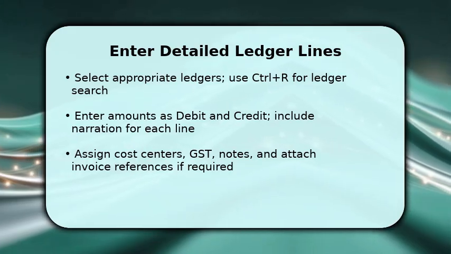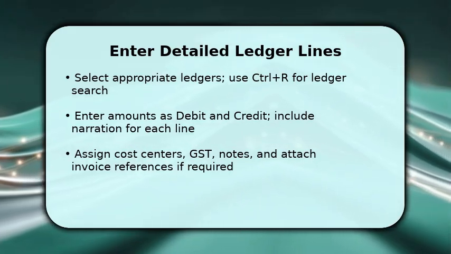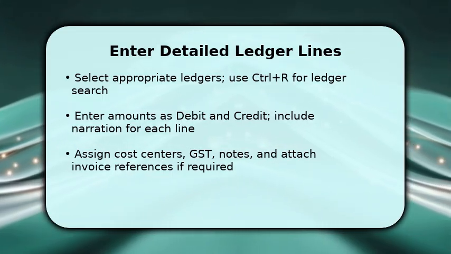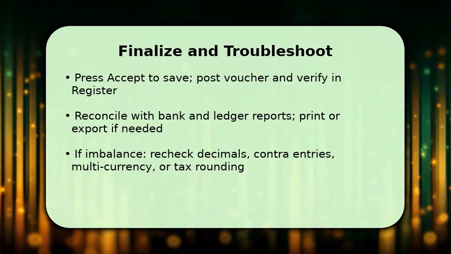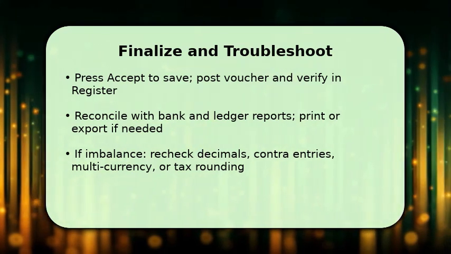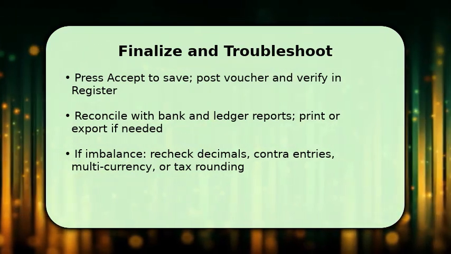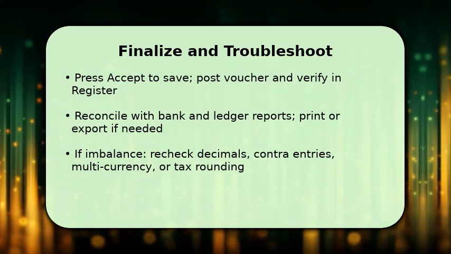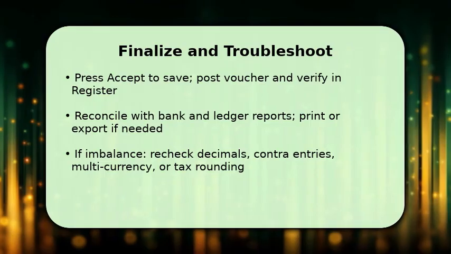Once all lines are in, check totals visually so the voucher remains balanced before final review. Finish by accepting the voucher and posting it. You should immediately verify it in the journal register and affected ledgers. Once posted, reconcile the entries against bank and ledger reports and print or export the voucher PDF for filing as needed.